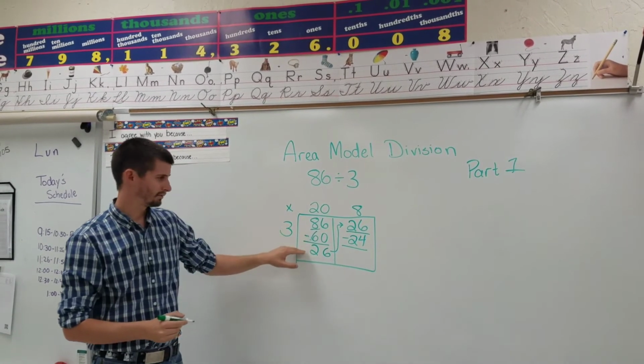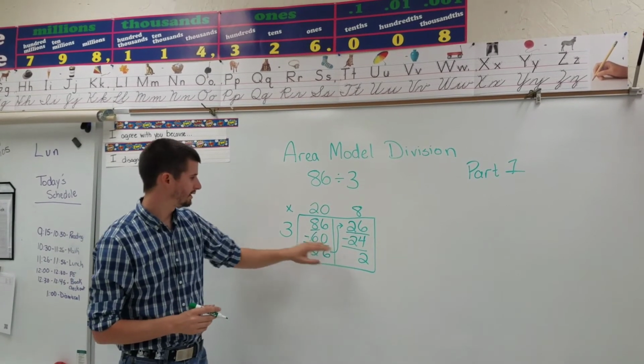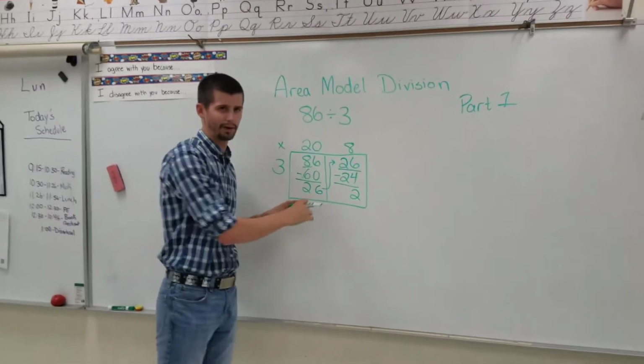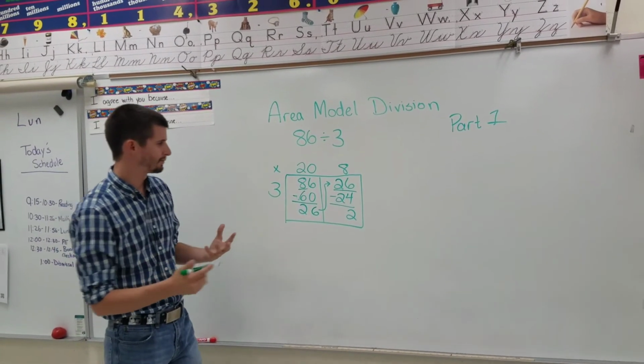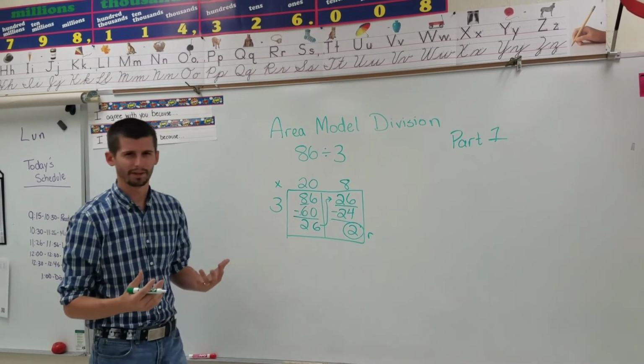Just like before, I'm going to subtract, and I'm left with 2. Now, 2 is less than 3, so there's nothing I can do with this 2 now. It's our remainder. It's what's left over. So we just circle it. Sometimes we put an R next to it just to remember that it's a remainder.